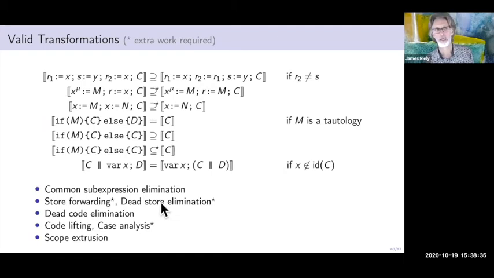Common subexpression elimination works here. We have dead code elimination. We have code lifting, lifted out of a condition. And we do have a little bit of extra work for case analysis, to allow a program to be refined by analyzing possible cases. We also get scope extrusion. So all these algebraic properties you might expect.